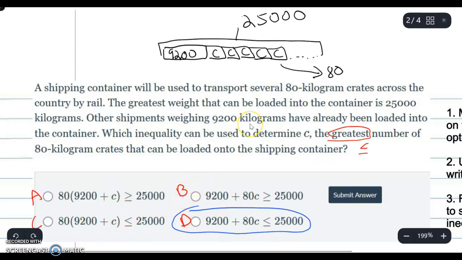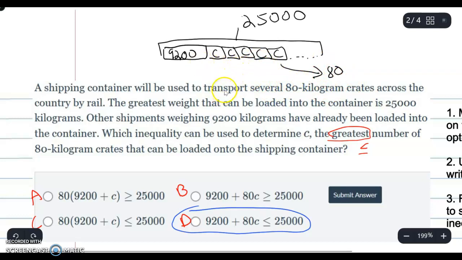Next thing I want to do is do a tape diagram. Tape diagram is going to be this 25,000, right? And then we got 9,200, and that's the shipping crates that are already on there. And then we're adding another shipping crate, another shipping crate, another shipping crate. Each one is 80 kilograms, right? So that's our tape diagram.